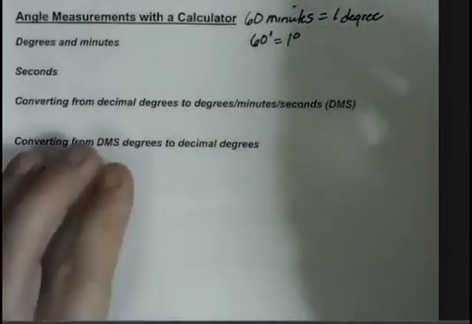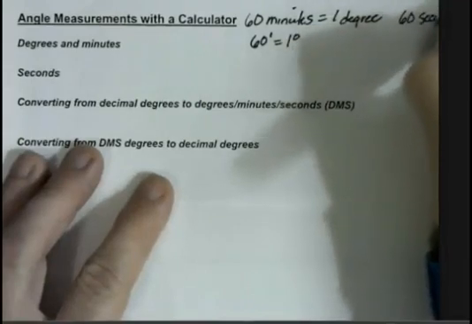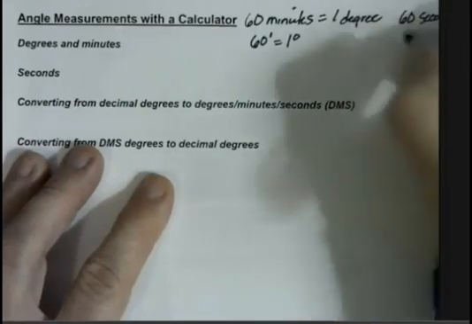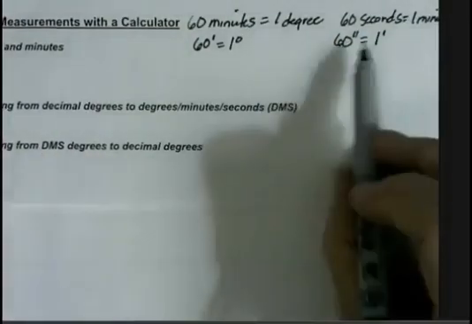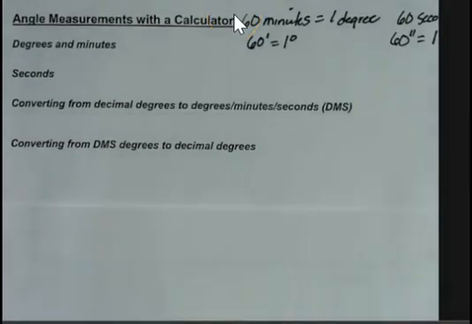And then we also can go down to seconds. So we have 60 seconds equals 1 minute, just like it does with time. And the symbol for seconds is a double quote. So symbolically we would write it as 60 seconds, and this would be 1 minute. Now let's look at how to do this on your calculator.